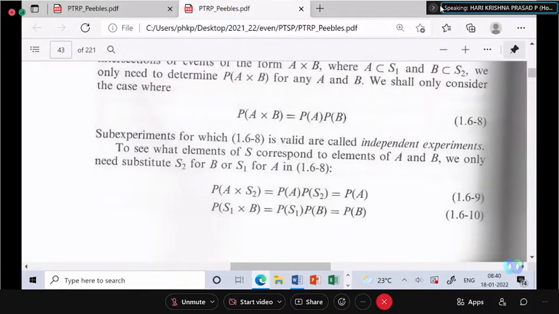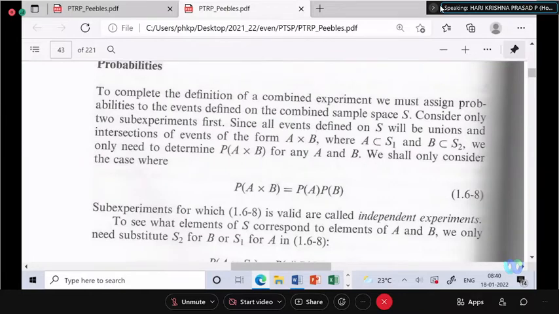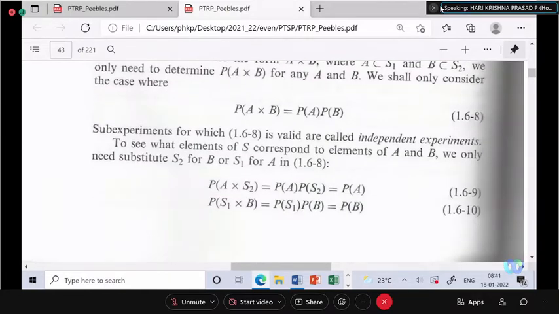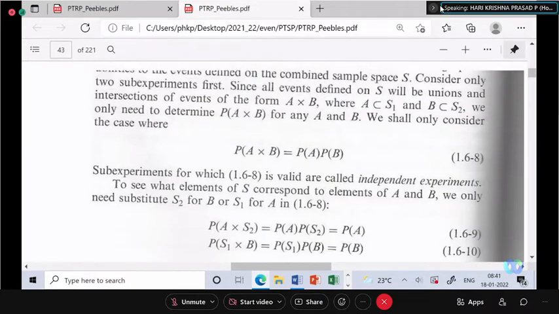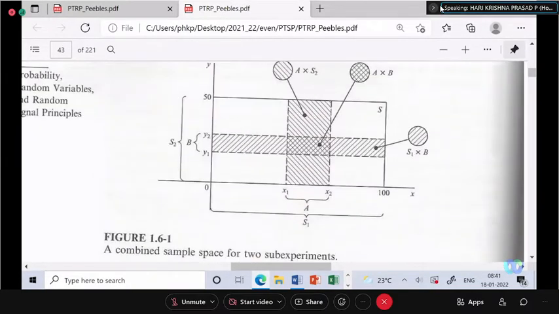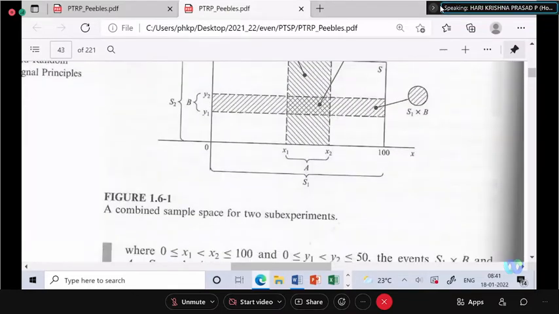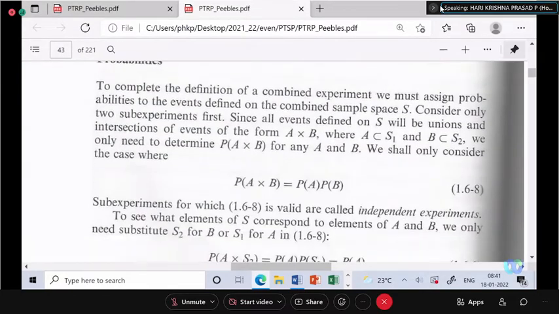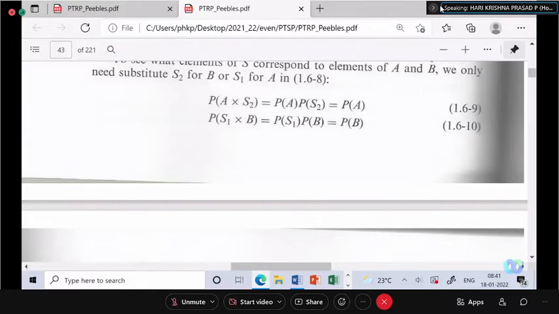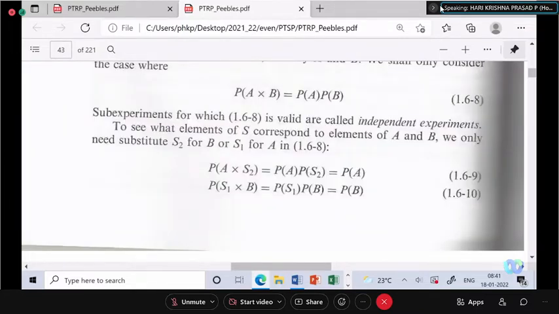Since we are considering combined independent experiments, the probability of A cross B is the same as the probability of A times the probability of B. Then A cross B is also defined as, let me refer to the previous expression, A cross B is defined like this in equation 1.6-6. It is the intersection of A cross S2 and S1 cross B. So A cross S2, I will use here in this equation 1.6-9.